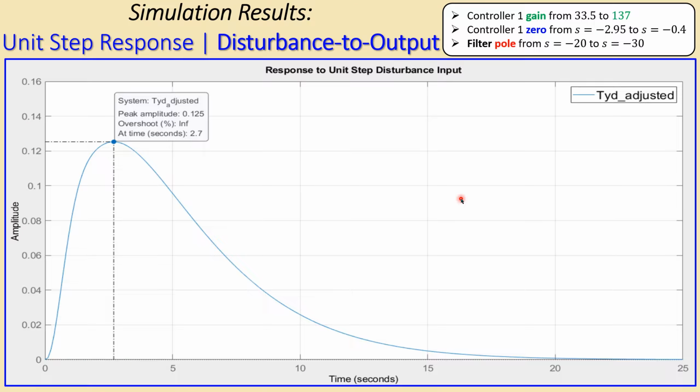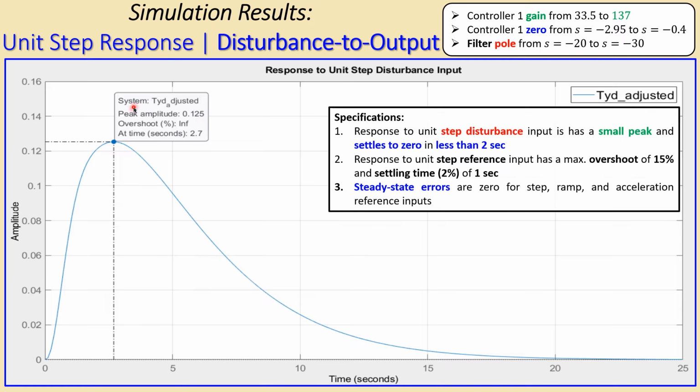Now the peak amplitude is here, 0.125, and it is somewhat larger than before, and you can see it also has a longer tail. If I look at 2 seconds, it is already a large value, it doesn't settle, so the disturbance specification is not really met.